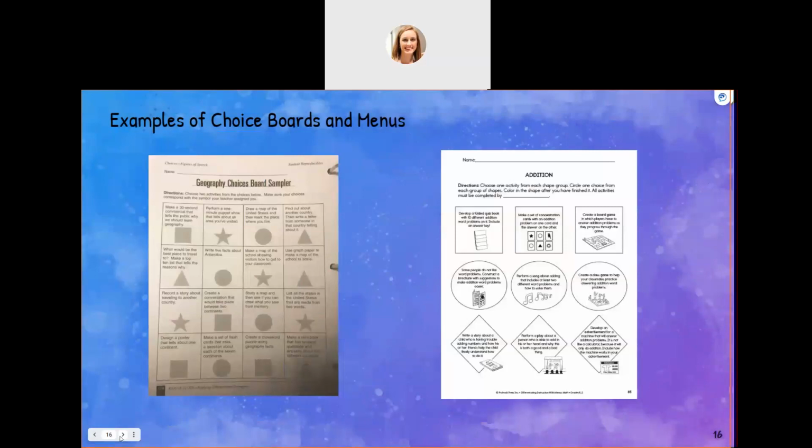So this is a way the teacher has some predetermined groups, and she's assigning specific tasks, but there's still some choice in there. On the addition example, the students are choosing 1 activity from each shape group. So you're still kind of directing students to specific activities, but they still have some choice there. So in this example, students are going to color the ones that they complete, and they have a completion date that they're going to work through.